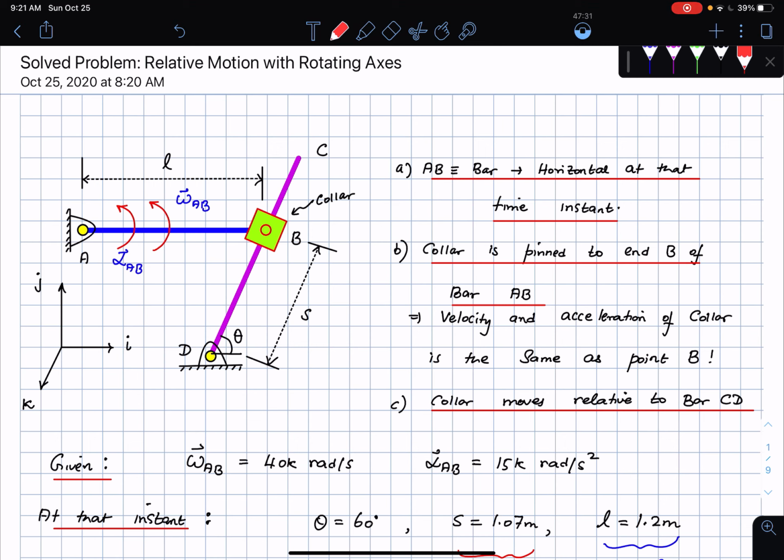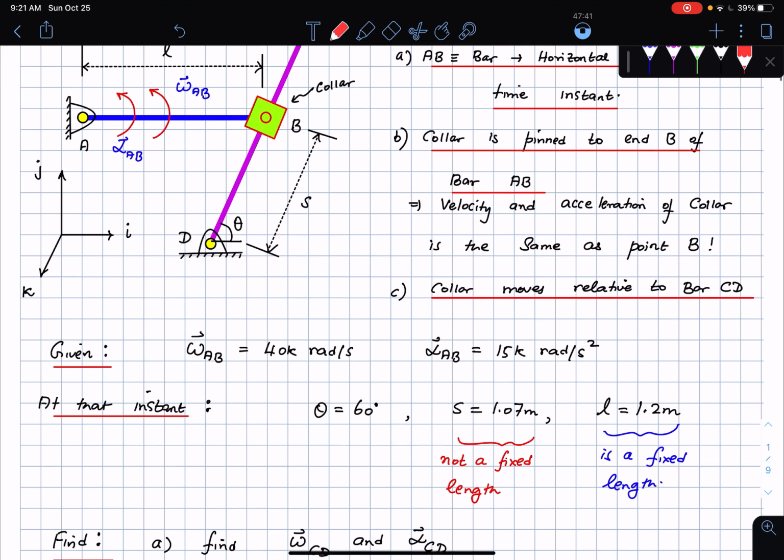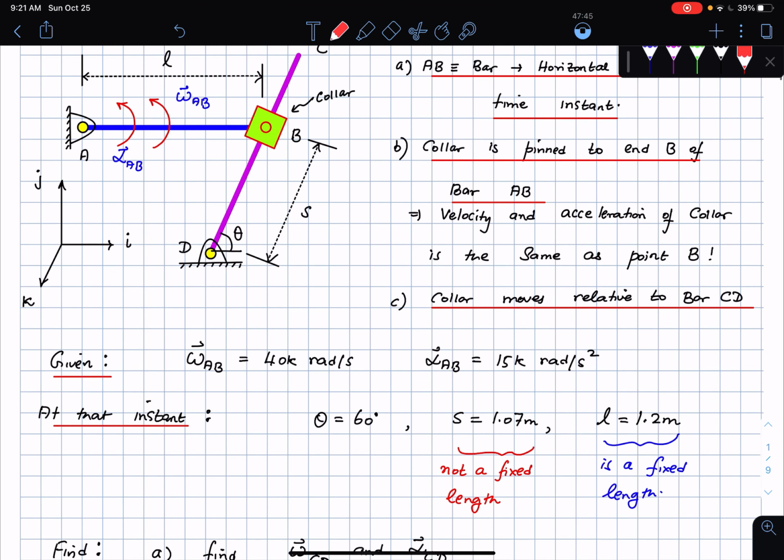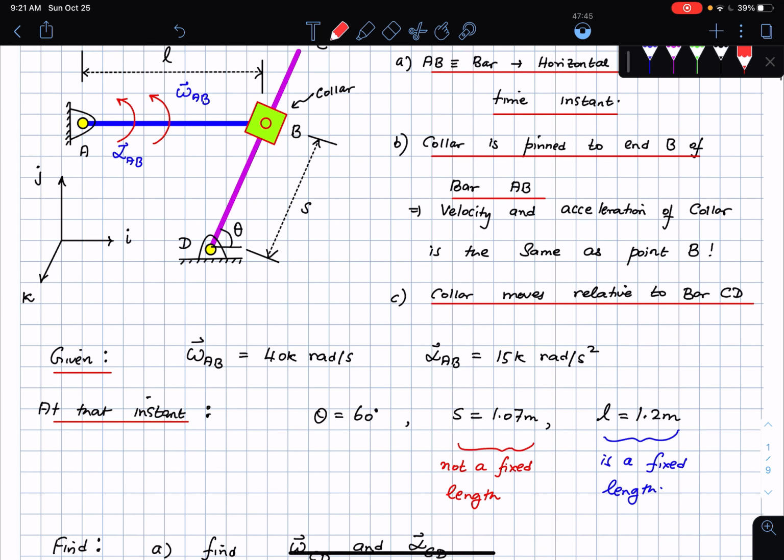At that instant in time, the bar AB is horizontal. The collar B is attached to the bar AB, which means that the collar B can slide relative to the bar CD. I need to find the angular velocity and angular acceleration of CD, and I need to find the relative velocity and acceleration of the collar B with respect to the bar CD.